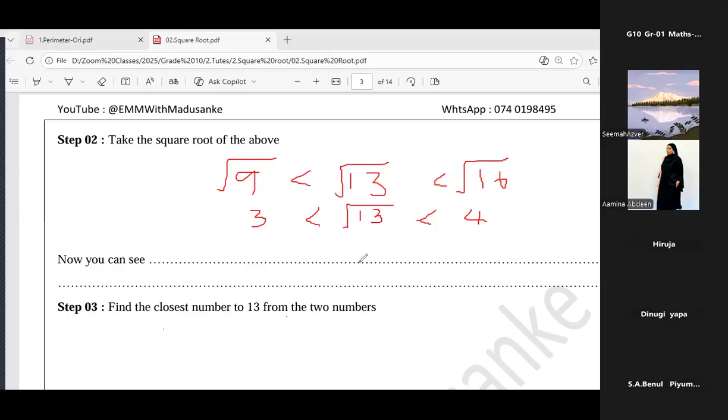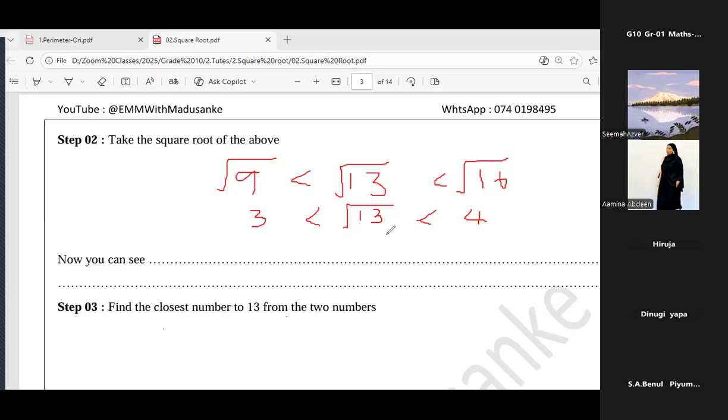Okay, please write this. Hurry. Now what can you see? Now what can you say? And now what can you say? Now what would be the conclusion by looking at this?